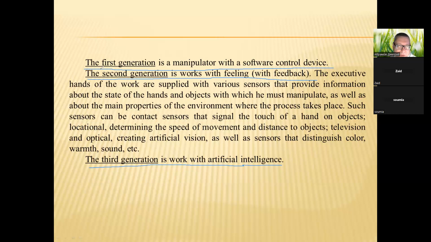Write down to your notes: third generation of manipulator.